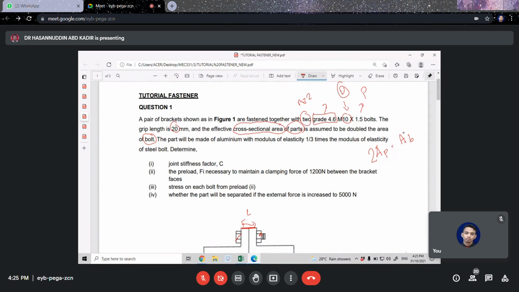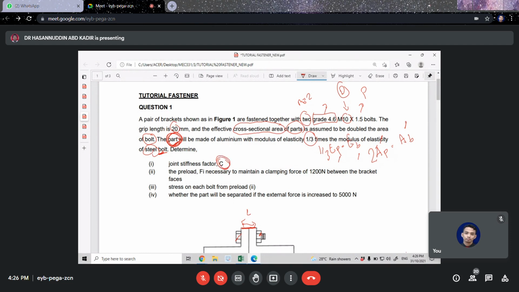Then another one they will ask you about the elasticity ni. Dia punya elasticity. Elasticity of the aluminium. This one is part. Hati-hati baca ni. The part of the aluminium modulus is 1/3 times the modulus of elasticity of steel bolt. Okay, ni untuk bolt dan ni untuk part. So 1/3 untuk EP, 1/3 of the modulus of the EB. Macam tu. Why they mentioned this one, AP and AB, EP and also EB? This one basically they ask you to determine the stiffness.